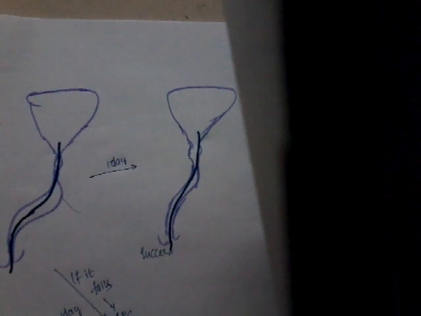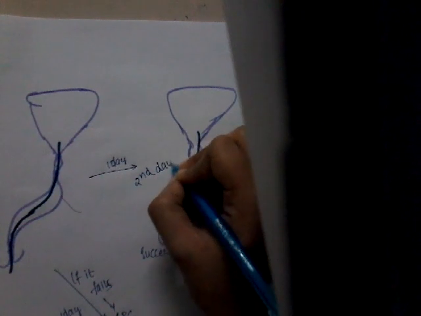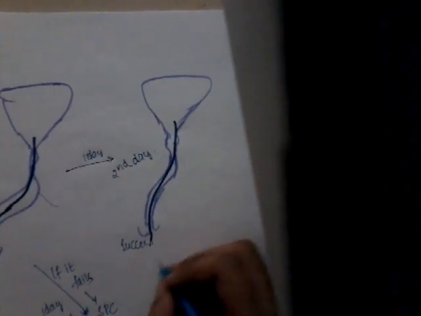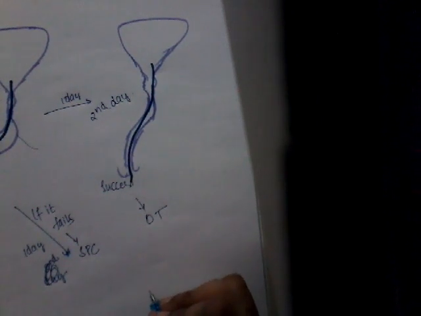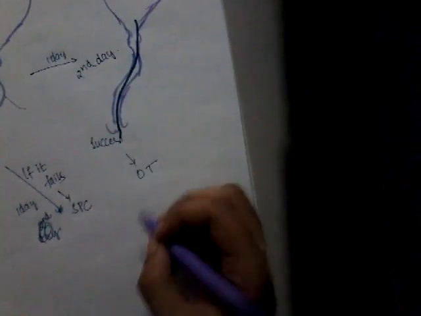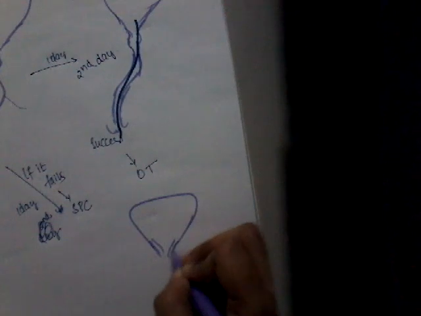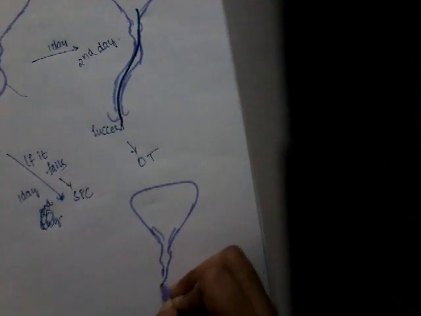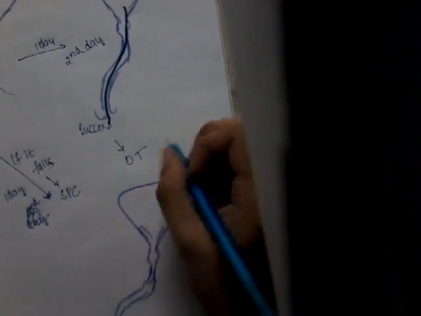If it succeeds, then you have kept it for 1 day. On the second day, what do you do? On the second day, you'll have to go to the operation theatre. Then what do you do? This is the bladder, this is the urethra, prostatic part, membranous, and then bulbar, and then downwards. In the OT, number 1, open the bladder.